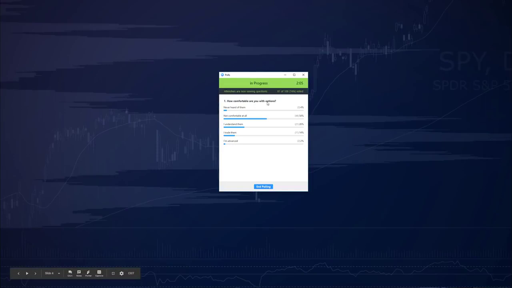Great. So how comfortable are you with options? The majority of people said not comfortable at all, and great, because if everybody said they understood them, you're all liars. I trade options, and I have a very hard time explaining to people what options are. So that's my piece of advice for options.